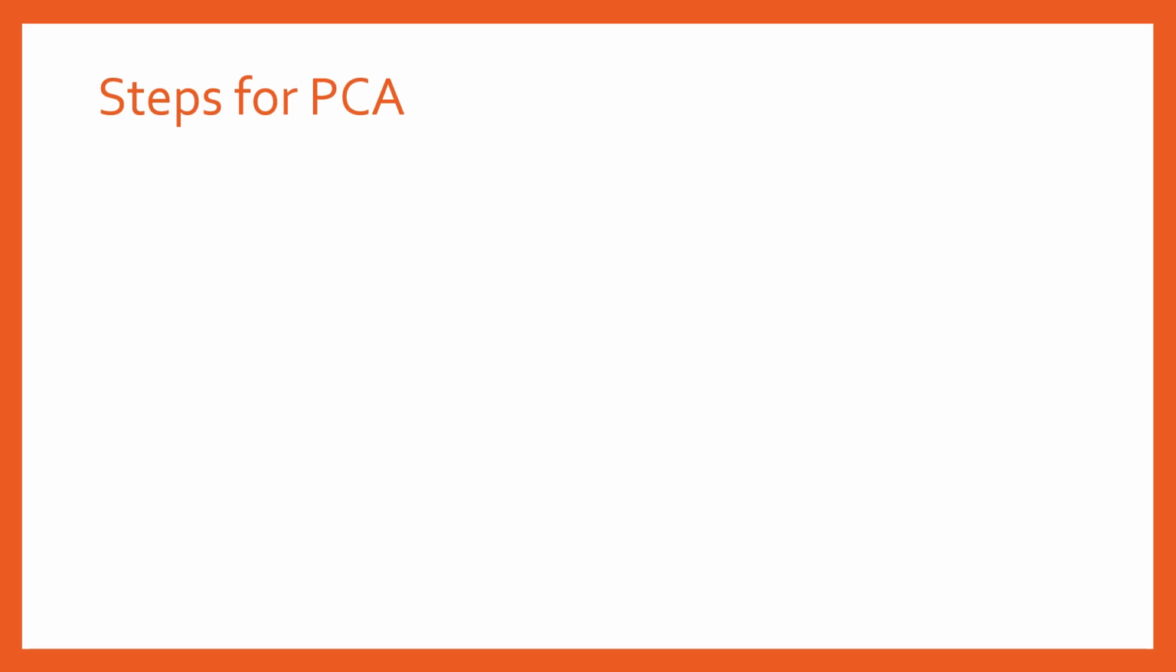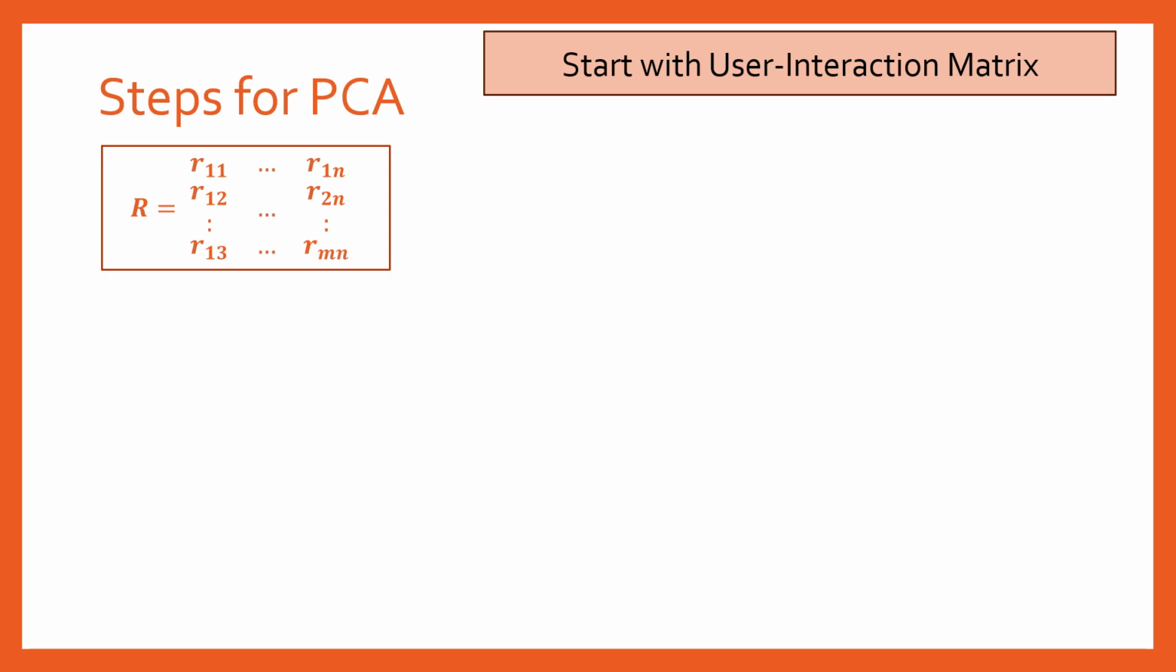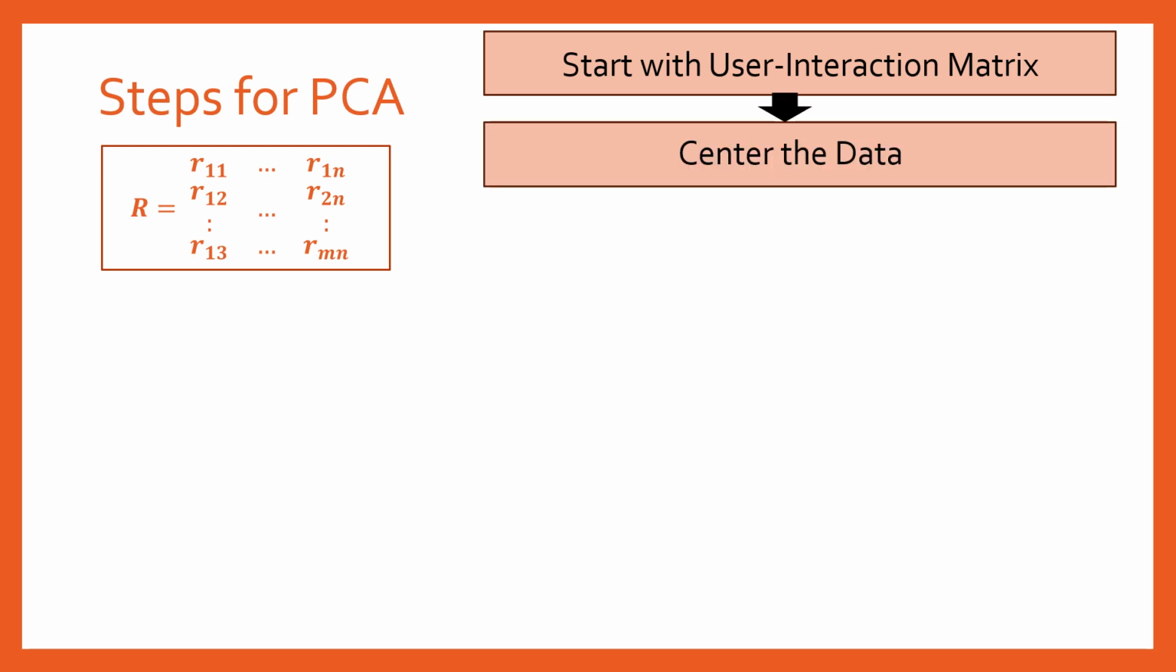Next, we will go over the steps for performing PCA. First, we start with the user item interaction matrix R, which can be seen on the left, where each entry RUI represents the interaction or rating of user U and item J. Next, you center the data by subtracting the mean of each row or user from the corresponding row, and each column or item from the corresponding column, which ensures that the data is centered around 0.